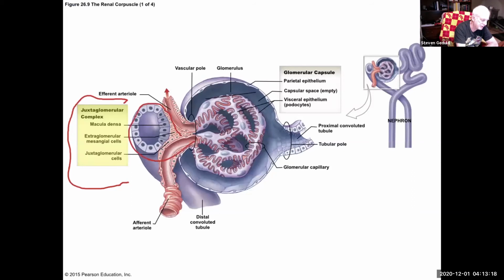This is your macula densa, which are the cells that line it, the extraglomerular mesangial cells, which support it out here, and your juxtaglomerular cells, which support the lining. Those are your three layers of the juxtaglomerular complex.